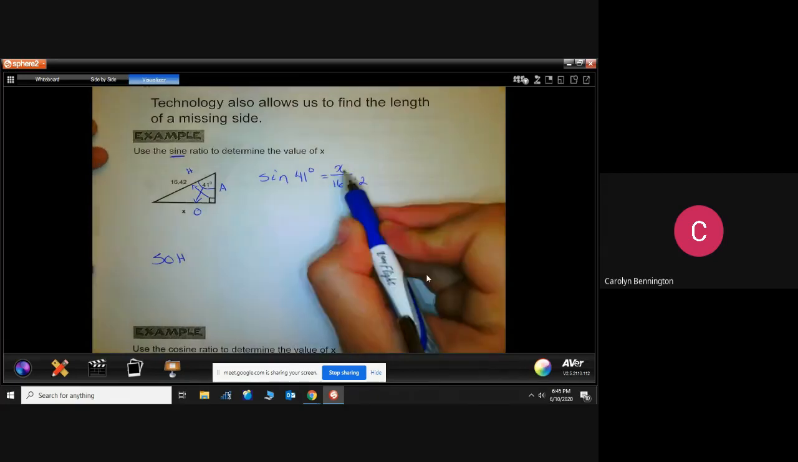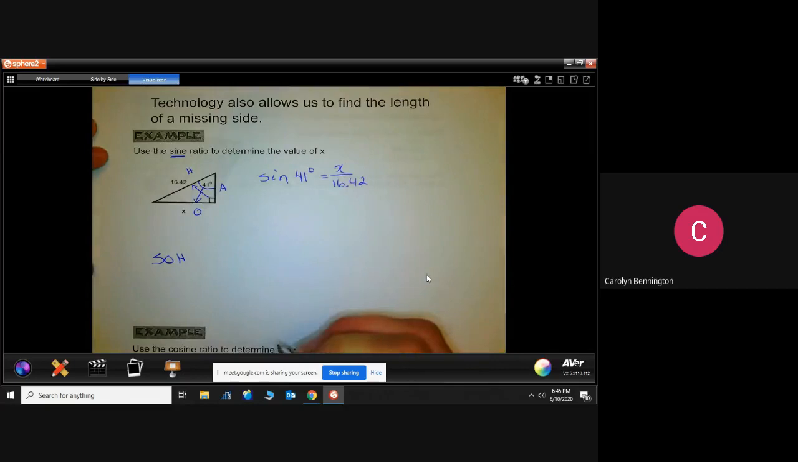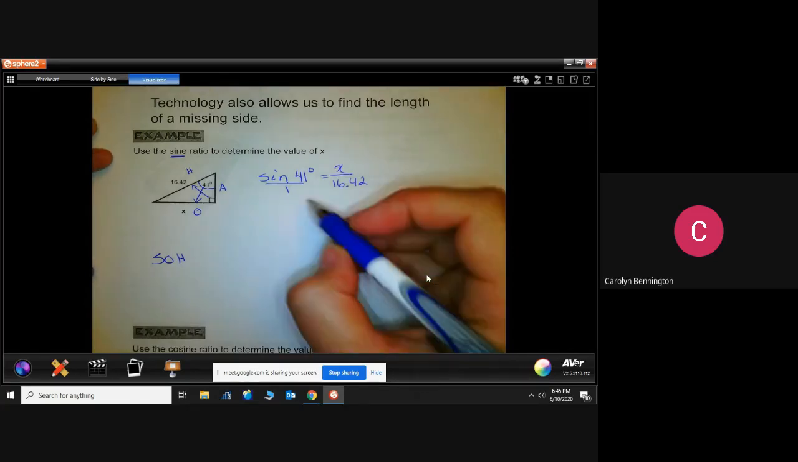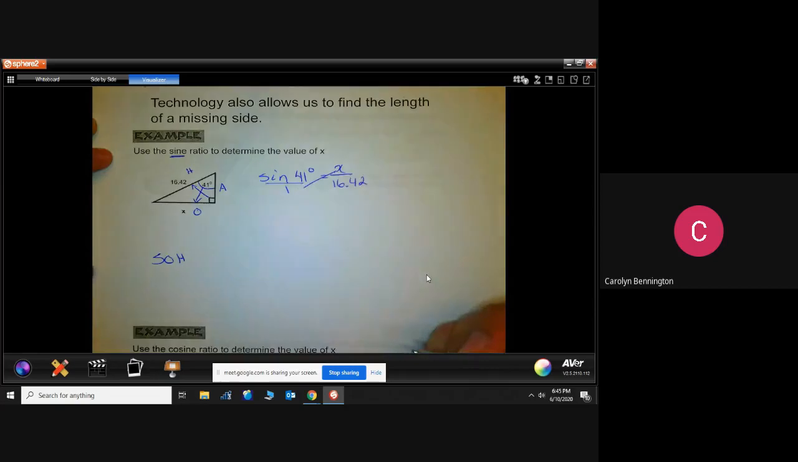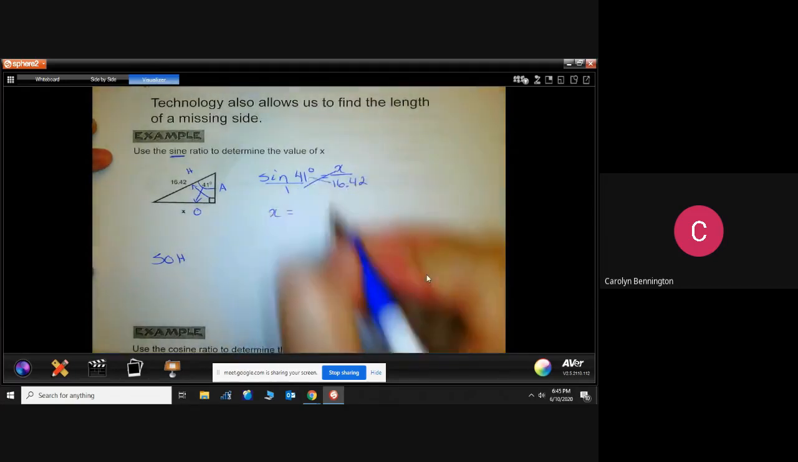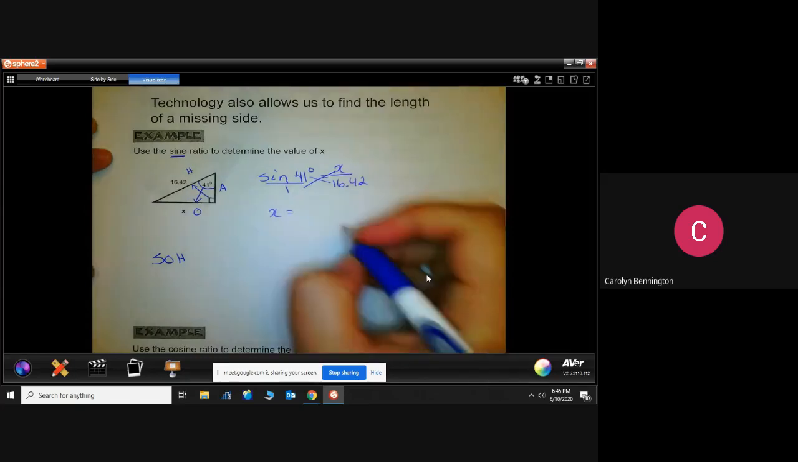So now in order to calculate the x value, I'm just going to put 1 into the denominator to make both of these fractions. And now we're just going to cross multiply. So we have 1 times x is just x. And then we're going to multiply sine 41 times 16.42.